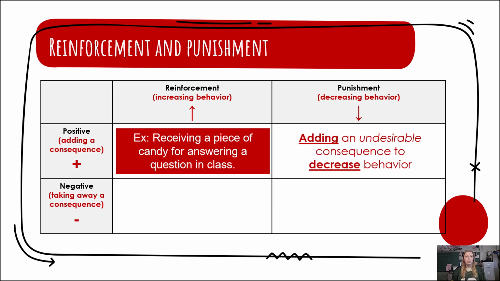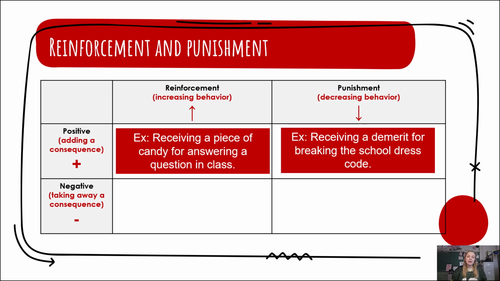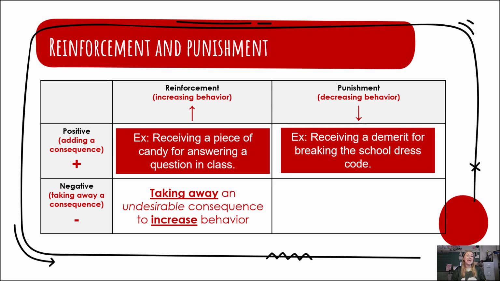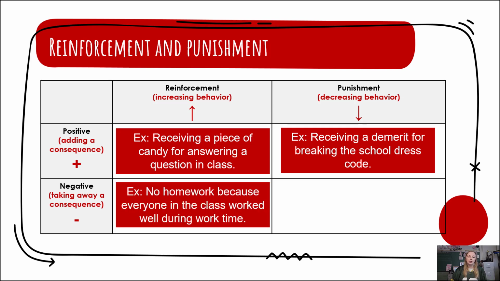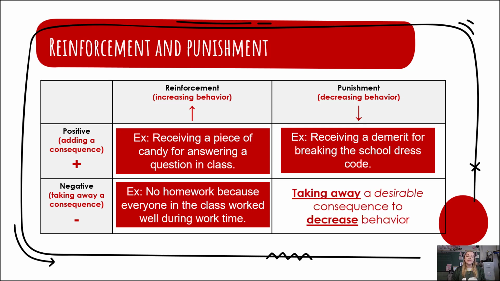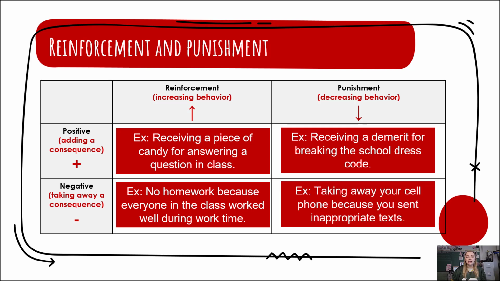Positive punishment then would be adding something undesirable to decrease a behavior. For example, receiving a demerit for breaking the dress code. Negative reinforcement is going to be taking away an undesirable consequence to increase behavior. For example, I'm going to say no homework because everyone in class finished their work on time. This is taking away the consequence of homework in order to increase the behavior of doing your work on time. Negative punishment is taking away something desirable in order to decrease a behavior. For example, taking away your cell phone because you sent inappropriate text messages.